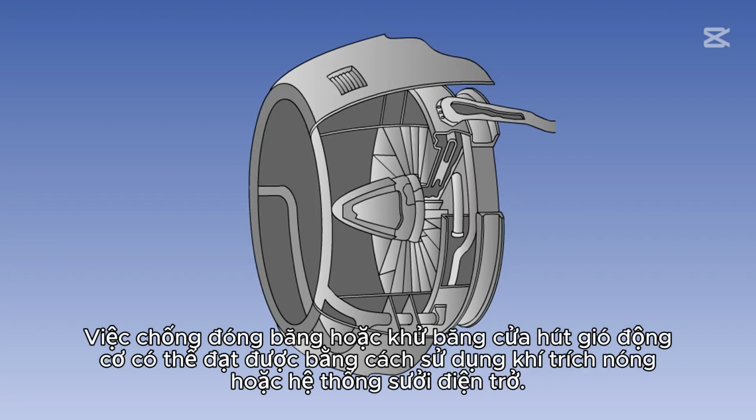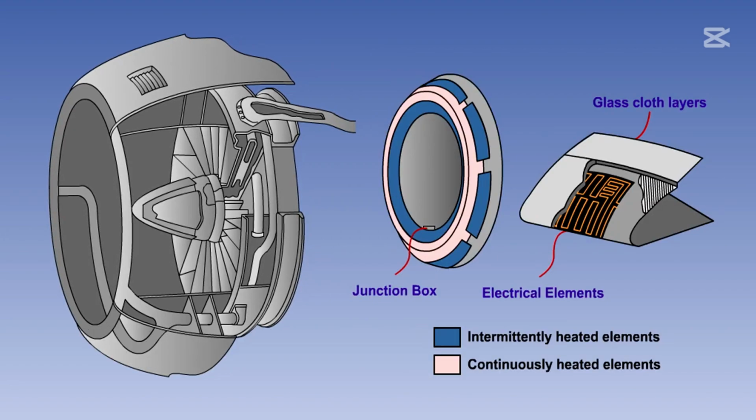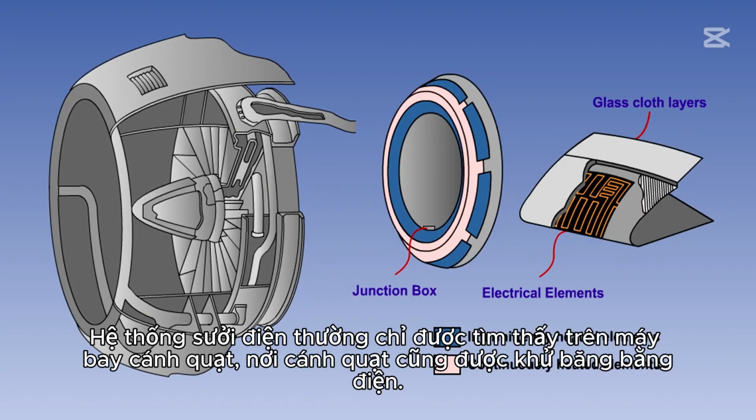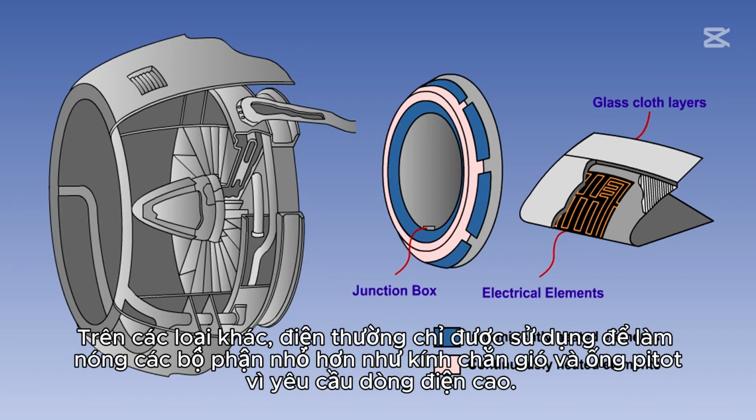Engine air intake de-icing or anti-icing can be achieved either using hot bleed air or an electrical resistance heating system. Electric heating is usually only found on propeller-driven aircraft, where the propeller is also de-iced by electric heat. On other types, electricity is usually only used to heat smaller components, such as windscreens and pitot heads, because of the high currents required.